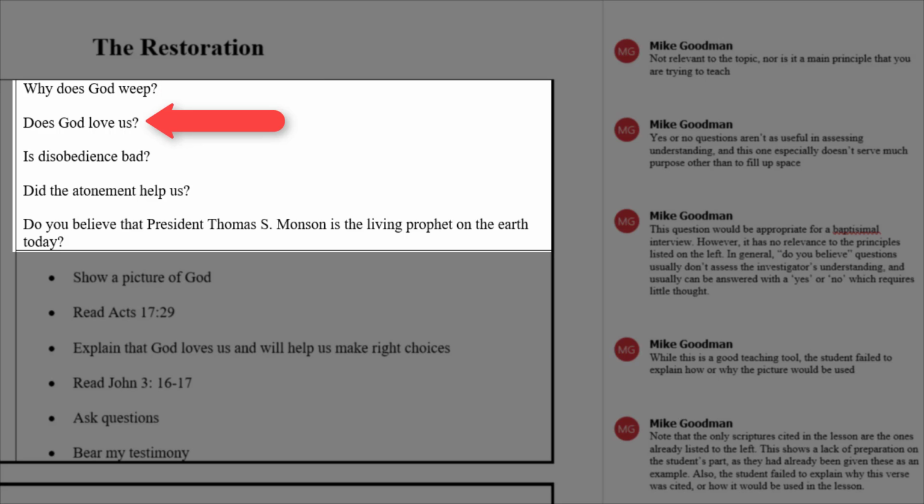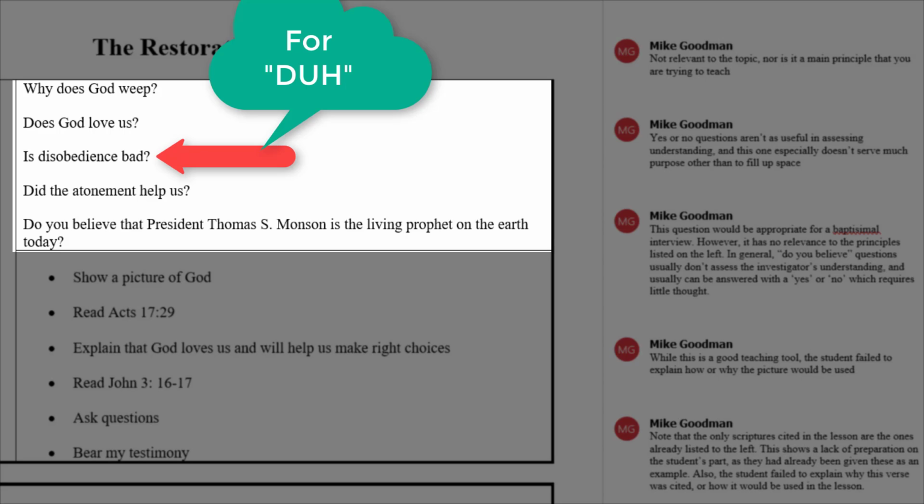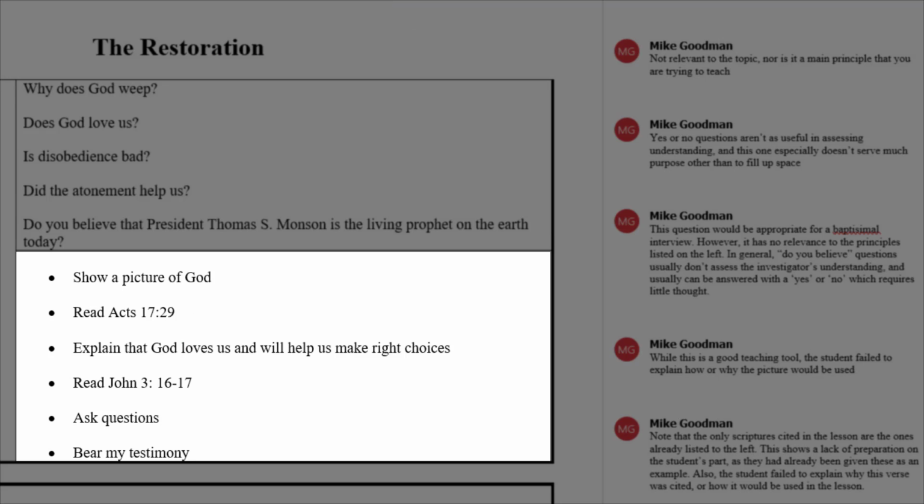Next, does God love us? That's a yes-no question. Avoid those. This next one is a yes-no question, but there's also another problem with it. Let's take a look. Is disobedience bad? Is the Pope Catholic? This is what we call a "for duh" question. It's so obvious it would insult someone else's intelligence to ask them.